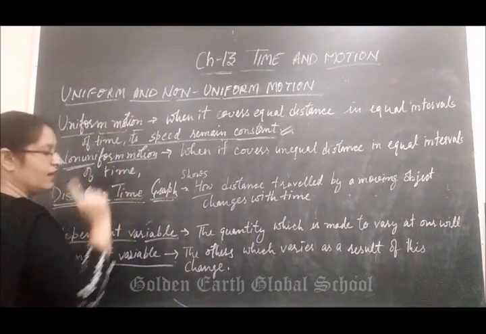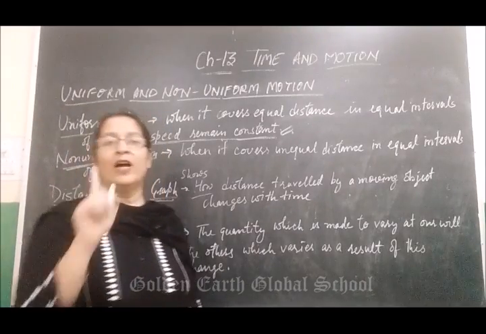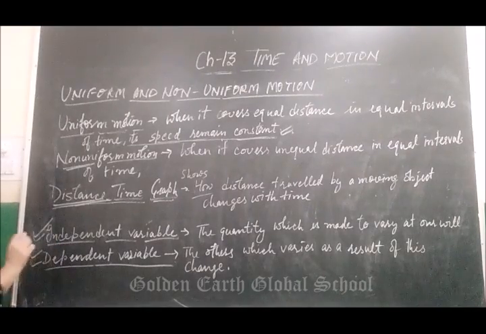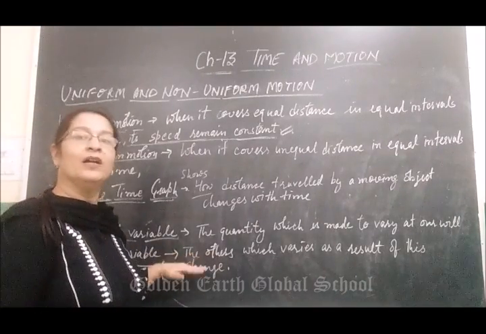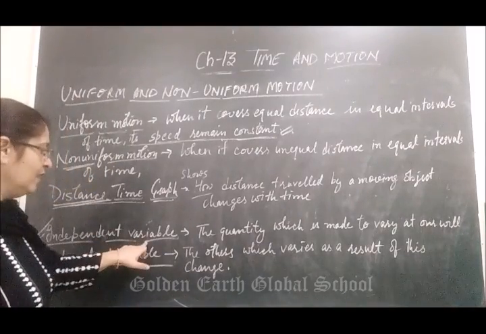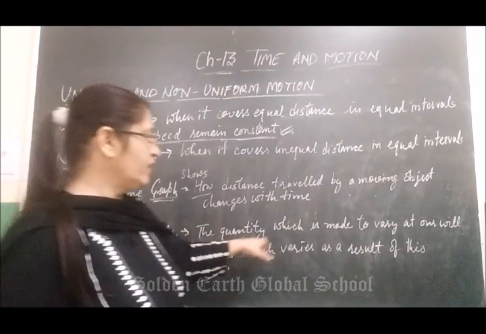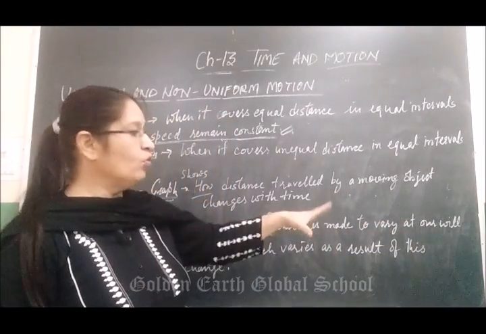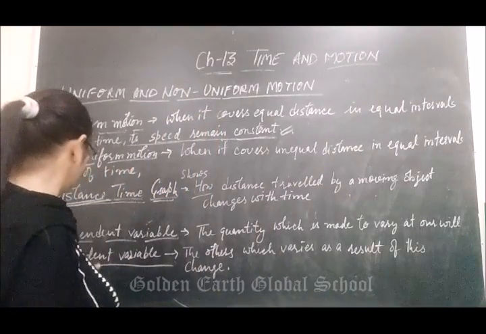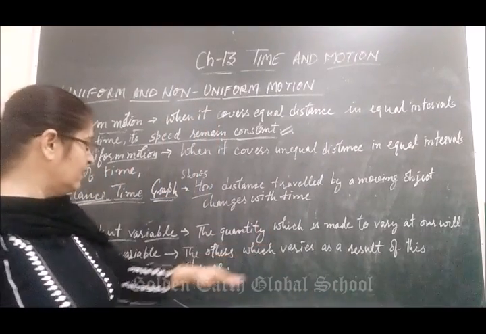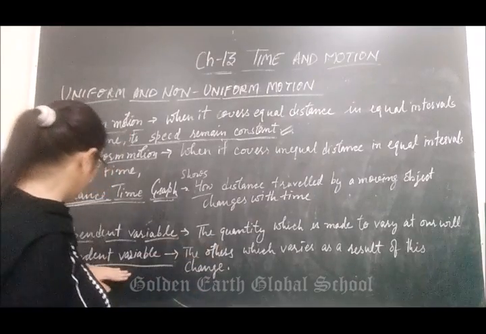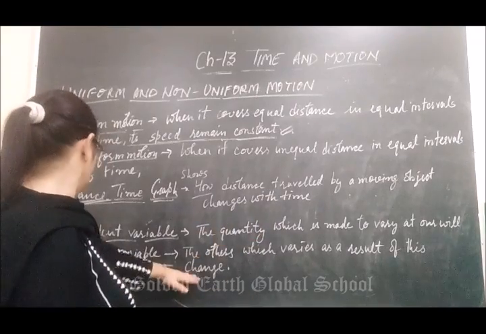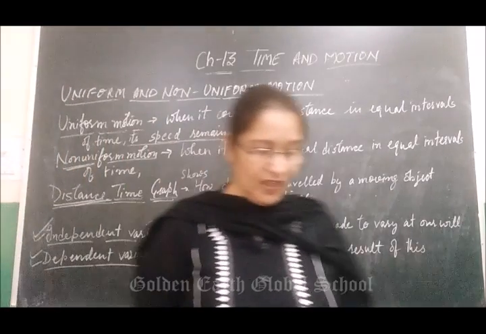In this, we can cover how we can plot the graph while taking two variables. First is independent and second is dependent. What do you mean by independent variable? Independent variable means the quantity which is made to vary with our will. Next is dependent, the other which varies as a result of this change. The other which varies as a result of this is called the dependent variable.